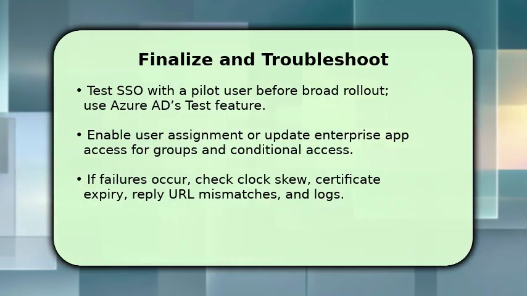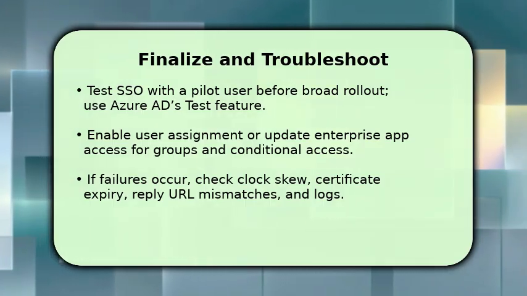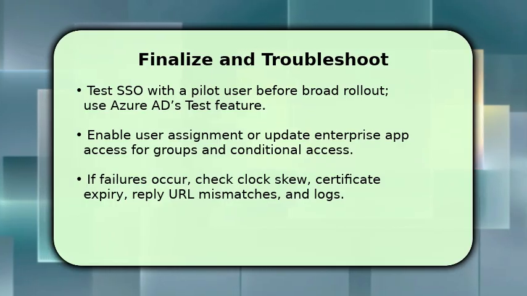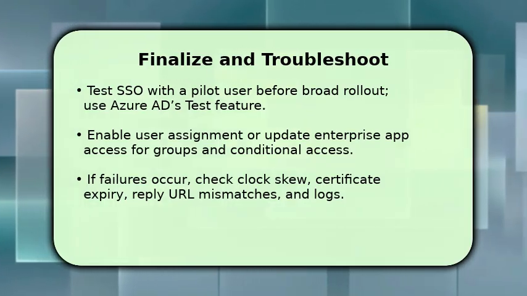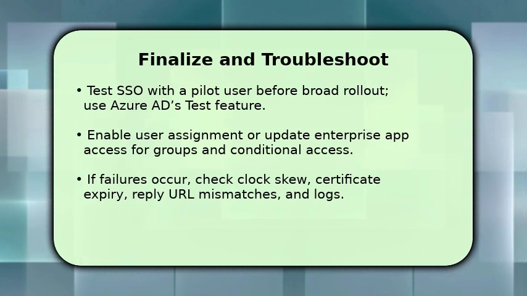If something fails, check common culprits: clock skew between systems, expired certificates, or an incorrect reply URL. Then review sign-in logs in Azure AD for detailed error codes. Make adjustments, retest, and roll out.